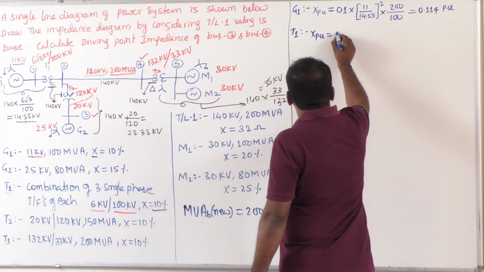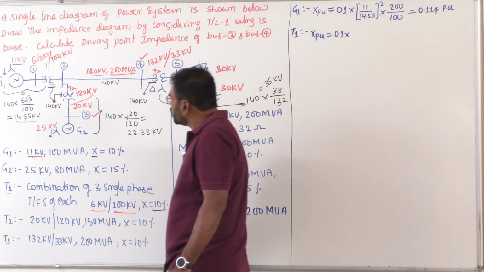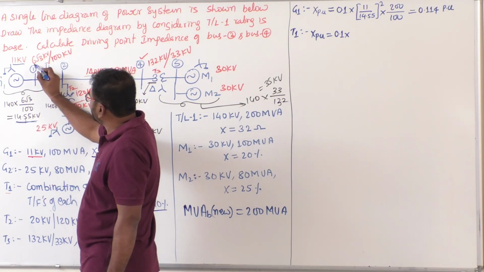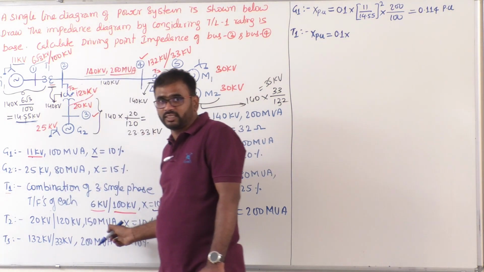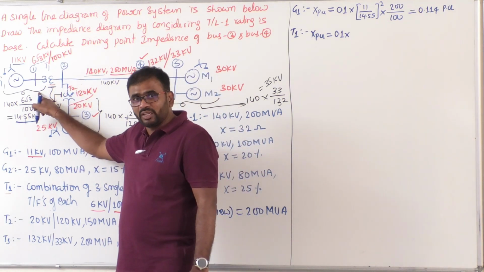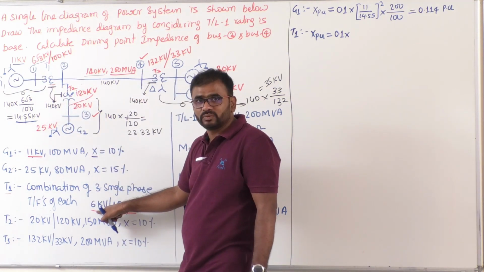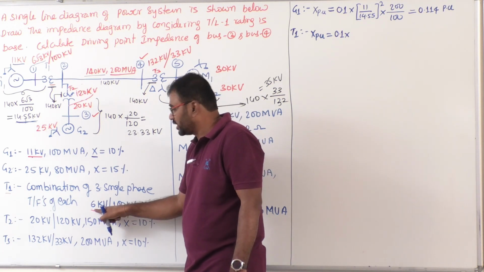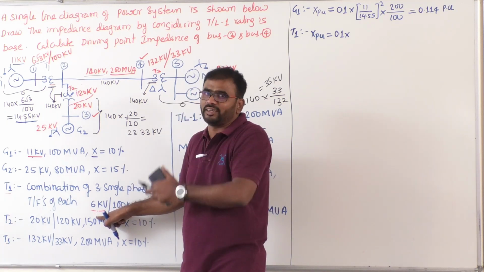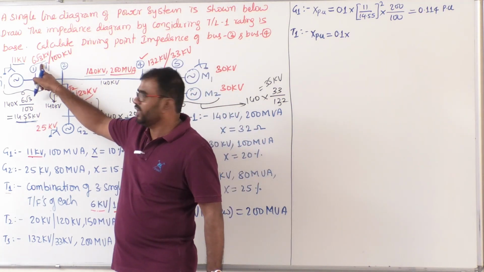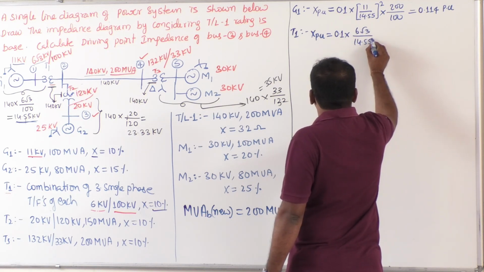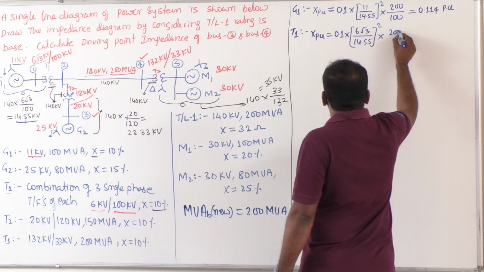X per unit old is 10%, means 0.1. What is the KVB new and KVB old? KVB new for the transformer LV side we have evaluated as 14.55. So what is the KVB old on the transformer LV side? 6 root 3. It is not 6. Why? Because the 3 single phase transformers are converted to form a star delta transformer. Star means line voltage is root 3 times the phase voltage. If the single phase transformer rating is given, it means phase voltage is given, not line voltage. I am converting these 3 single phase transformers to form a star delta transformer, so the star line voltage is 6 root 3. So KVB old is 6 root 3. KVB new is 14.55 whole square. MVAB new is 200 and MVAB old.